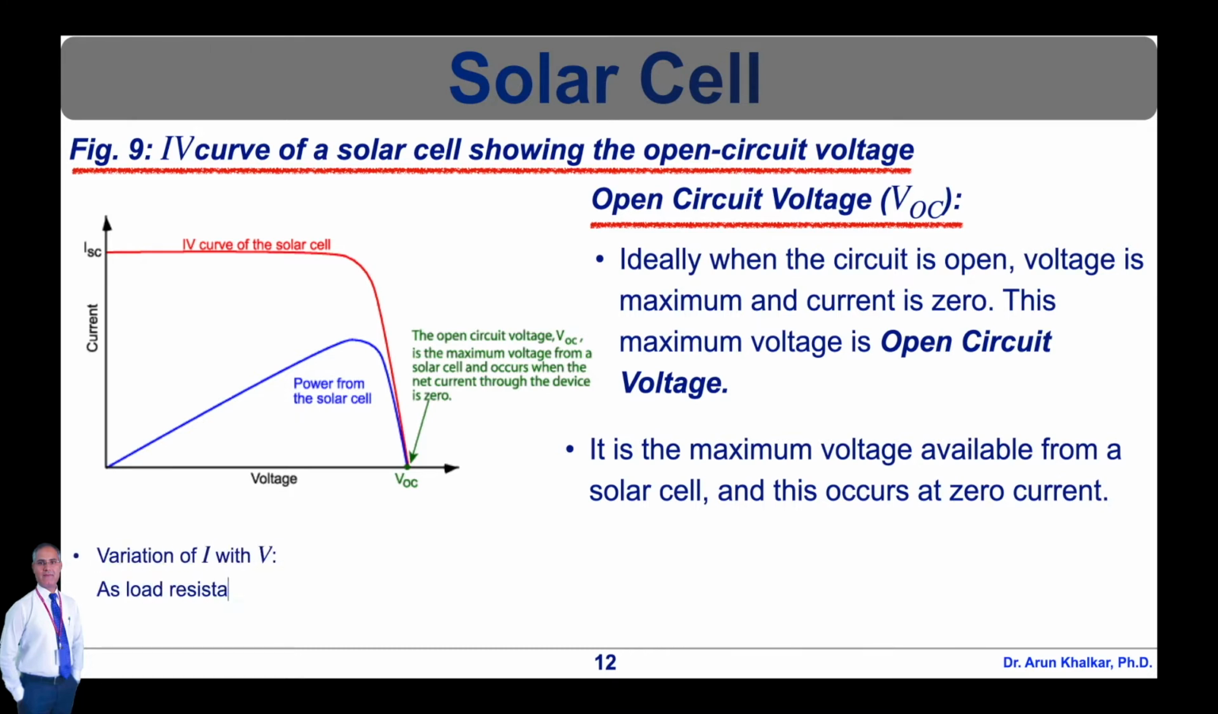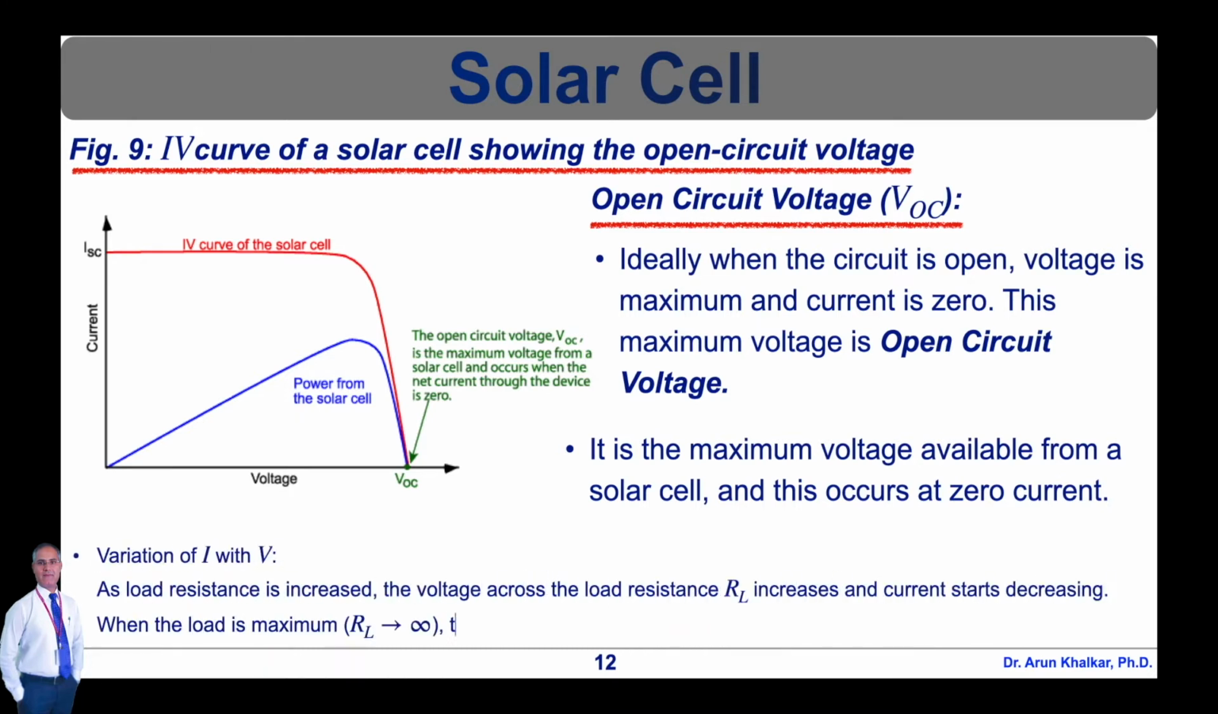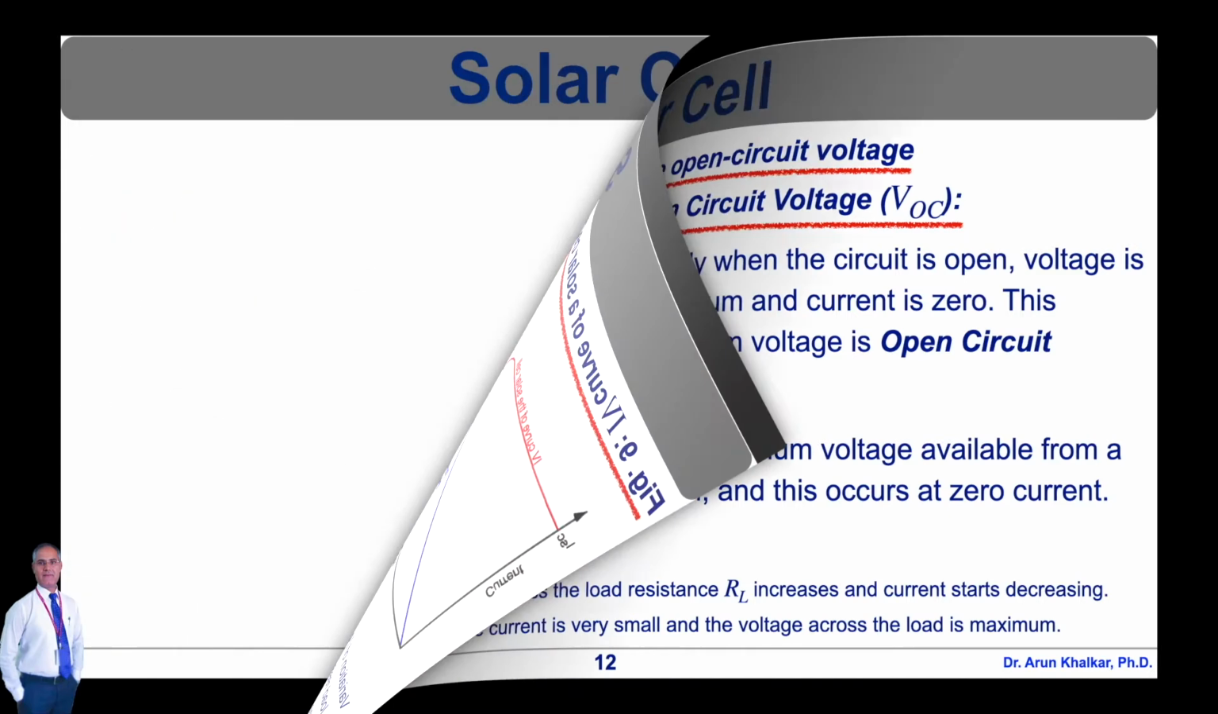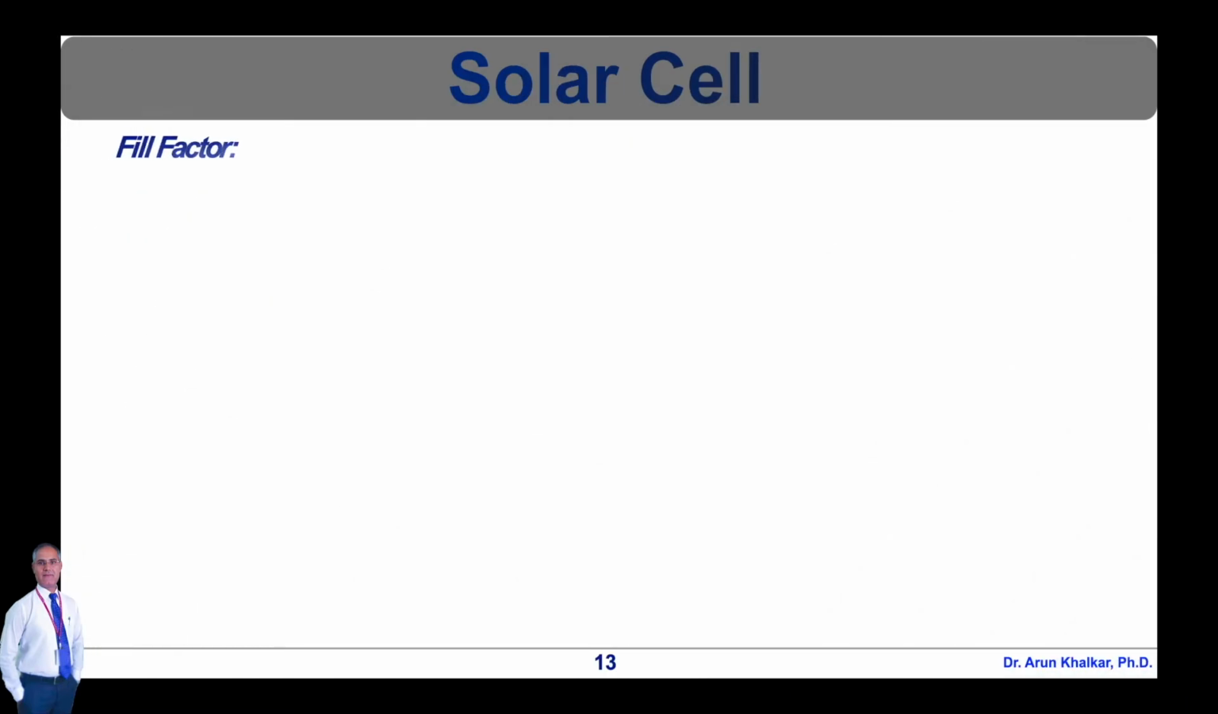Let's see the variation of current with voltage. As load resistance is increased, the voltage across the load resistance, that is RL, increases and the current starts decreasing. When the load is maximum, that is RL tends to infinity, the current is very small and the voltage across the load is maximum. Now let's see an important parameter of the solar cell, that is the fill factor.